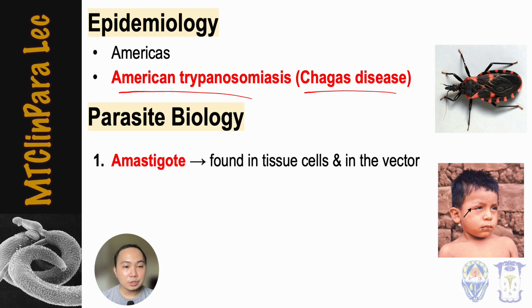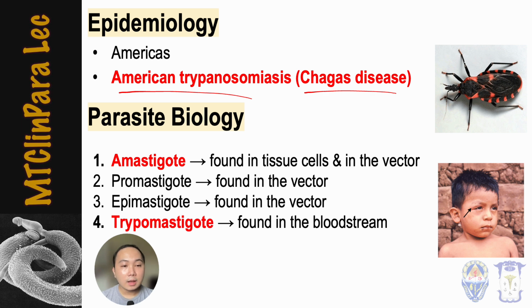For the parasite biology, kindly take note that all the morphological forms are present in the life cycle of this parasite, your Trypanosoma cruzi. Take note of amastigote, which is found in tissue cells and also in the vector. Trypomastigote is the unique stage and also the infective stage for Trypanosoma species, which is usually found in the bloodstream of the patient. Promastigote and epimastigote are both found in the vector and are not well studied due to the fact that these morphological forms are in the insect vector.